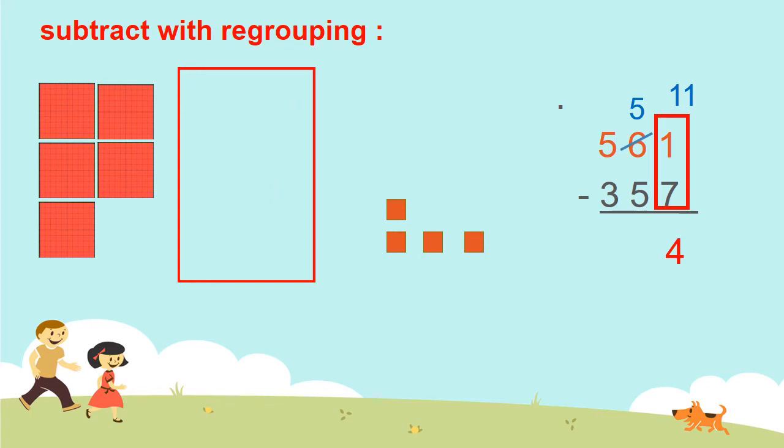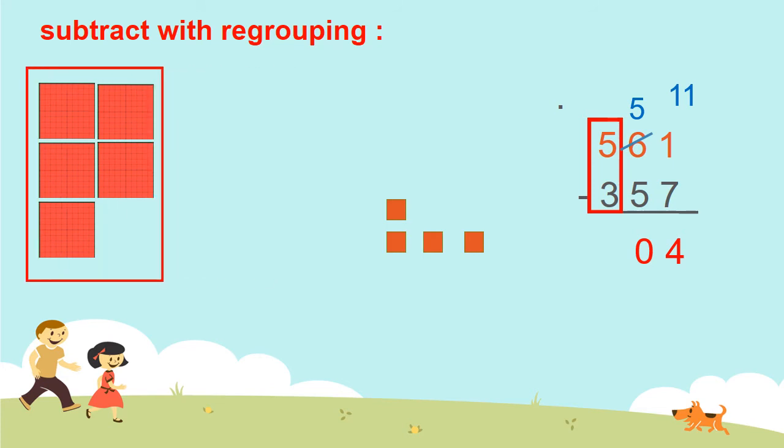Now let's go to the tens. So this is 5. Take away 5, what do we get? A 0. I don't have anything left, so it's a 0. Now we go to the hundreds. Now 5, I have 500s. I want to take away 3. Let's take away 3. How many do I have left? 2. Yes, good job. So subtracting 561 minus 357, we get 204.